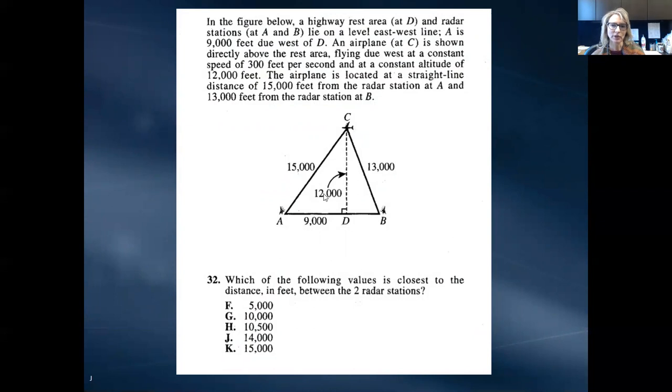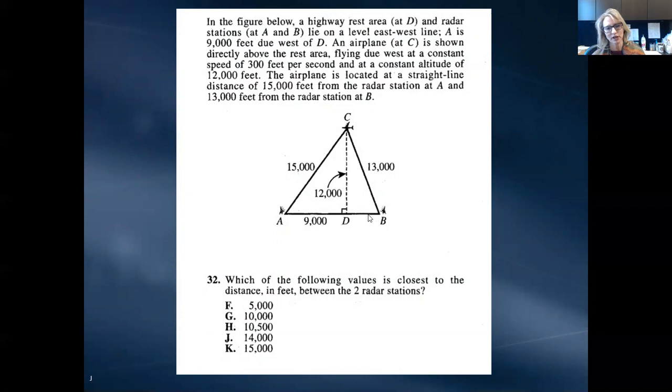The airplane is located at a straight line distance of 15,000 from the radar station at A and 13,000 from the radar station at B. So that's all just setting up the problem. Here's the actual question. Which of the following values is closest to the distance in feet between the two radar stations? So we're wanting to know the distance between A and B. We already know this distance between A and D.